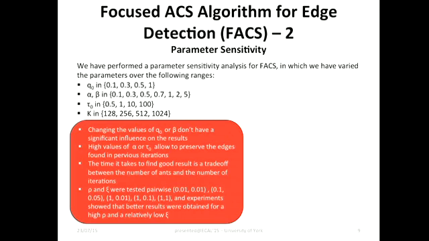And this is kind of logical because those are the two parameters associated with the pheromone, and that means that we are assigning a higher importance to the pheromone. So we are exploiting the information found in previous iteration, preserving the edges.